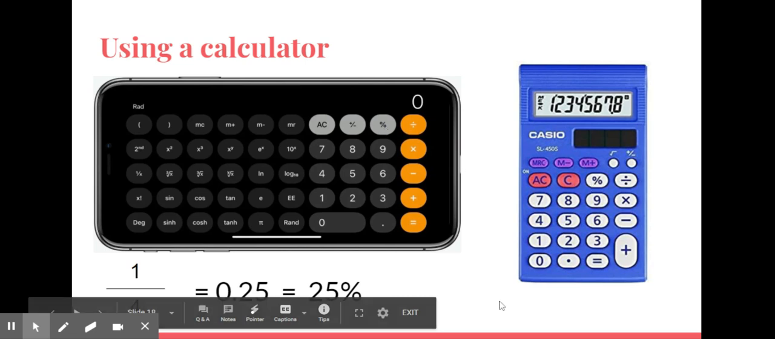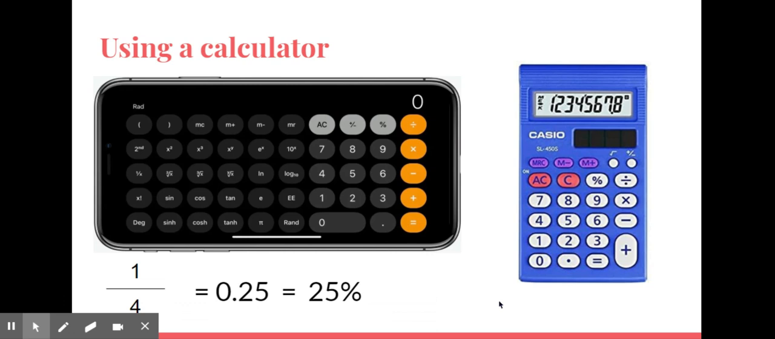Then you may push equal. If you do that, your calculator will probably say 25. So that means the percent for 1/4 is 25.